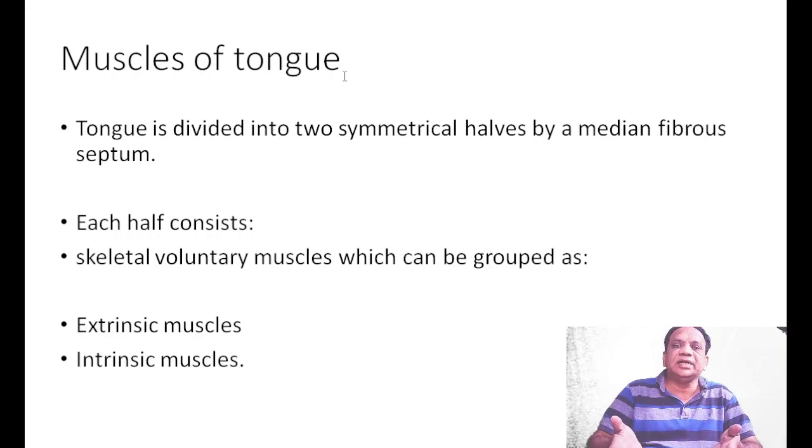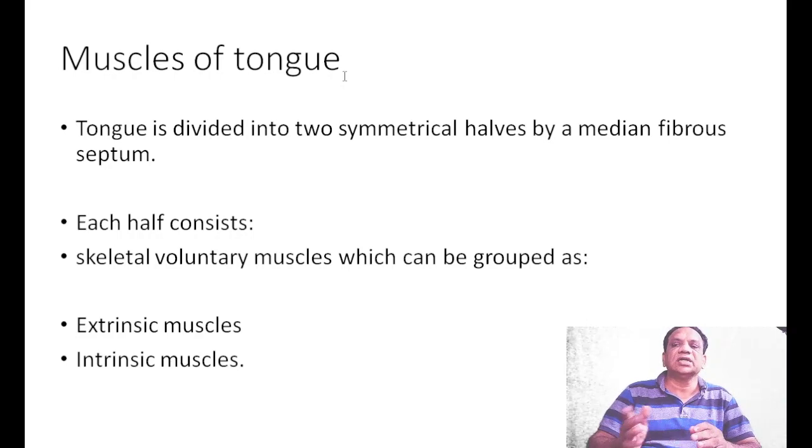Why is this arrangement there? Because during speech, particularly if you observe certain words, you have to twist the tongue, fold the tongue backwards or forwards, make it convex, concave, or protrude it out, touch the lips. So directional movements are needed, and to provide those movements, the skeletal muscles are present.